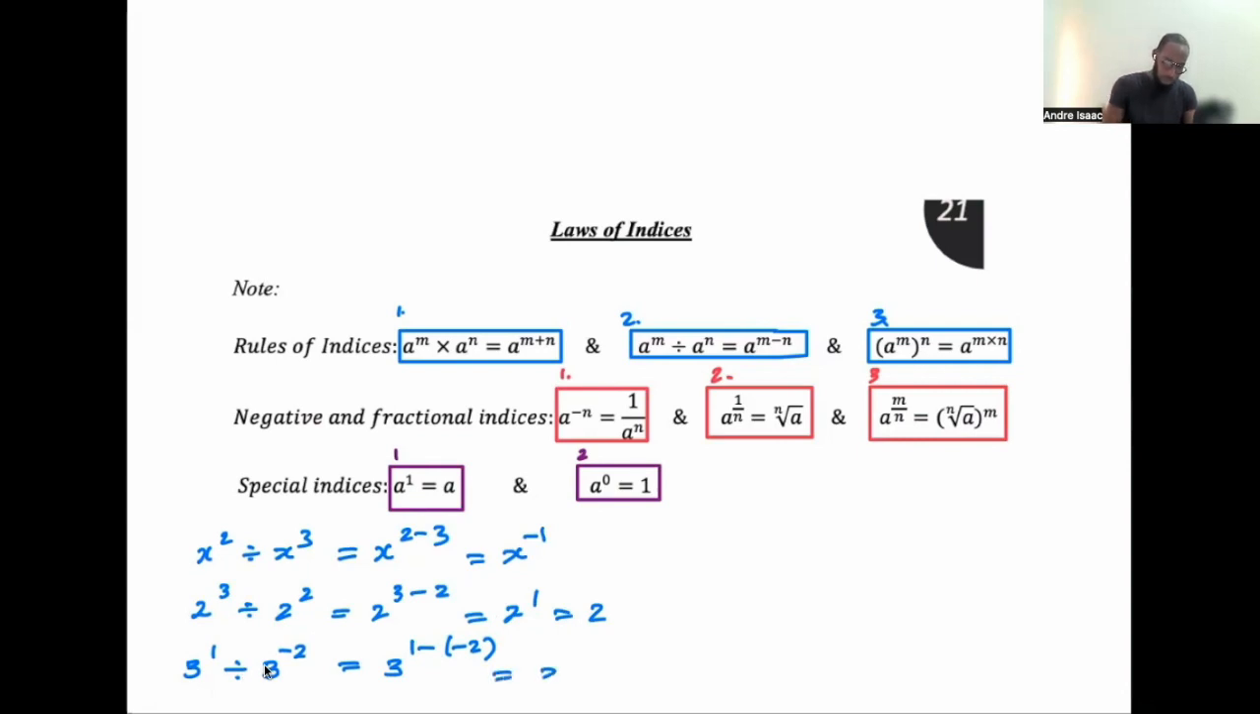So we continue. We have 3 to the 1 plus 2, which is 3 cubed, because when you're multiplying, same sign is positive. 3 cubed: 3 times 3 is 9, times 3 is 27. That's the answer right there. All right, so that's 2. Let's deal with 3 now.